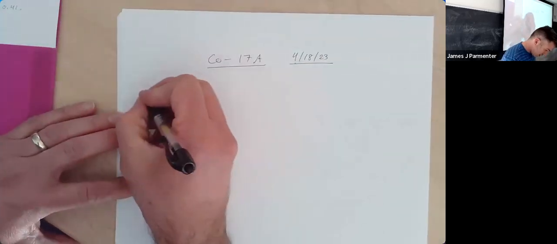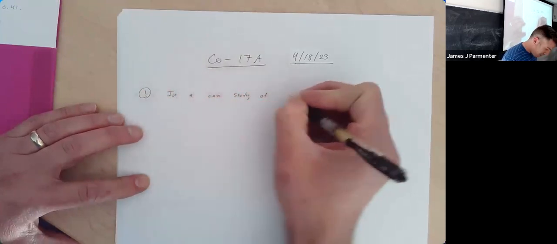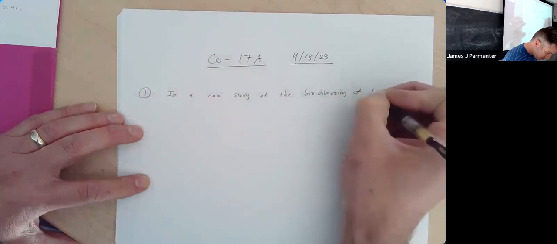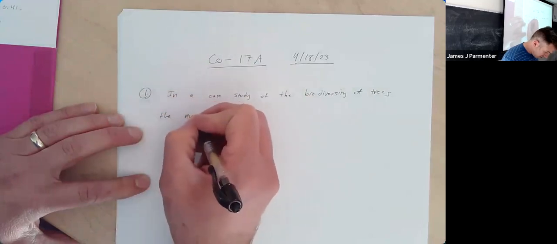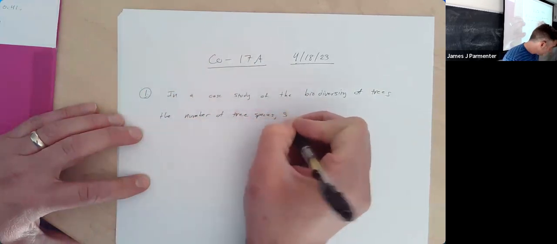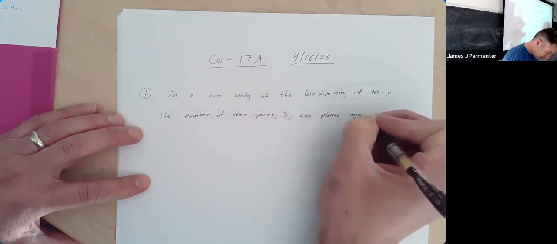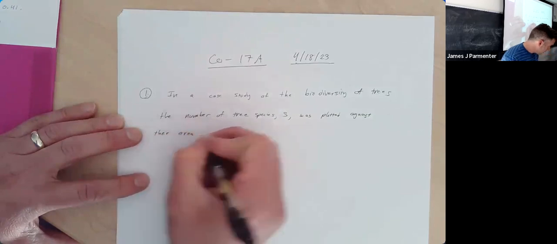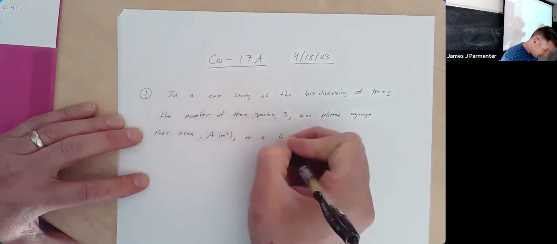All right, so here's an example. In a case study of the biodiversity of trees in a tropical rainforest, the number of tree species, let's call that S, was plotted against the area, let's call that A in meters squared, on a log plot.